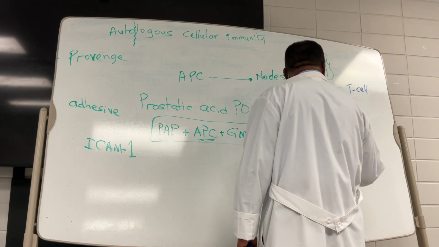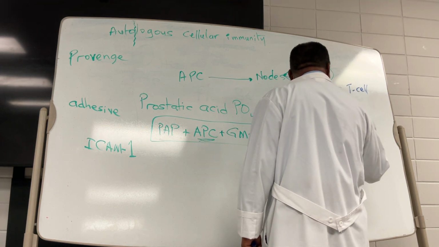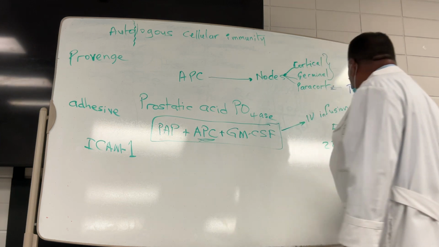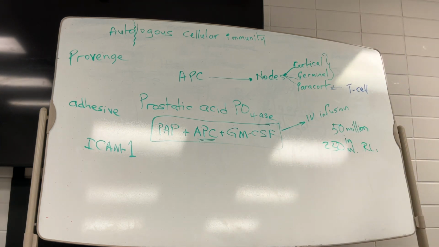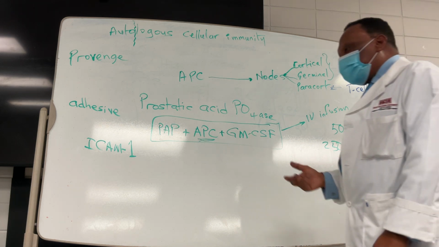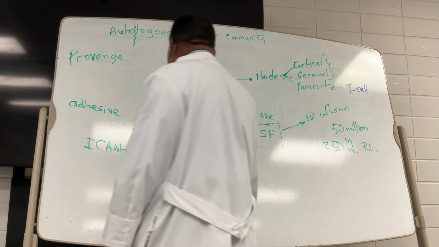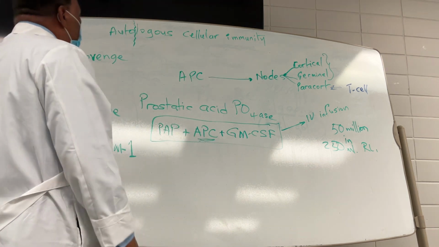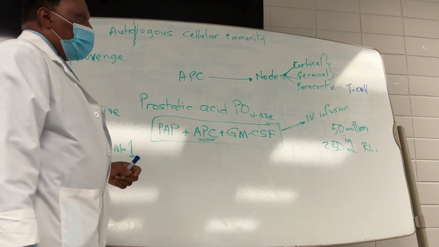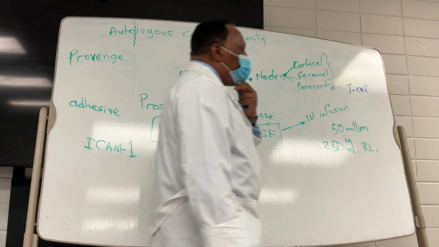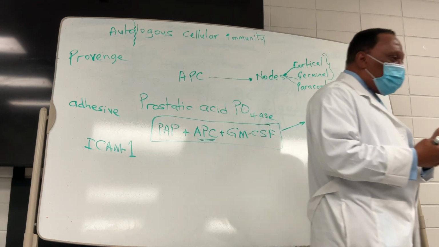So that will be in 250 mLs of lactated Ringer's solution. And that's what will be infused over 60 minutes every 2 weeks times 3 doses. So that's your Provenge. And when you give Provenge, you will get certain things.